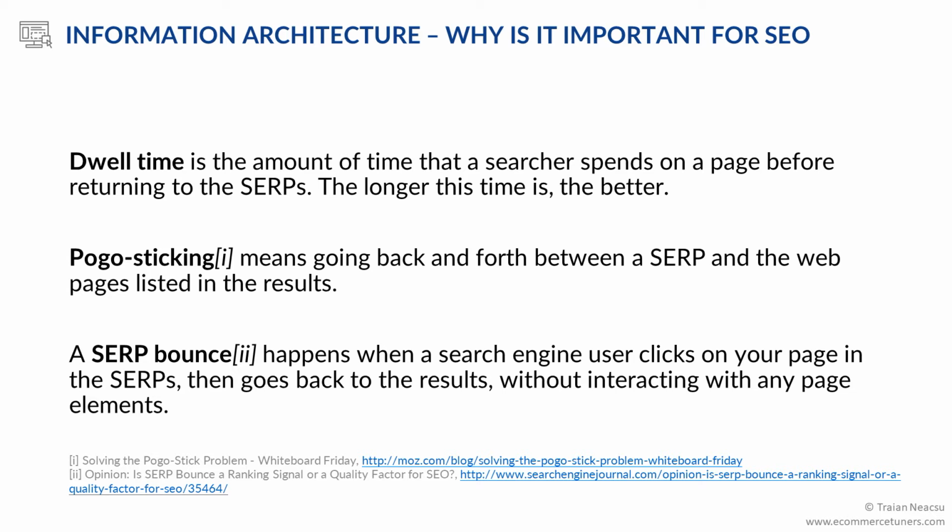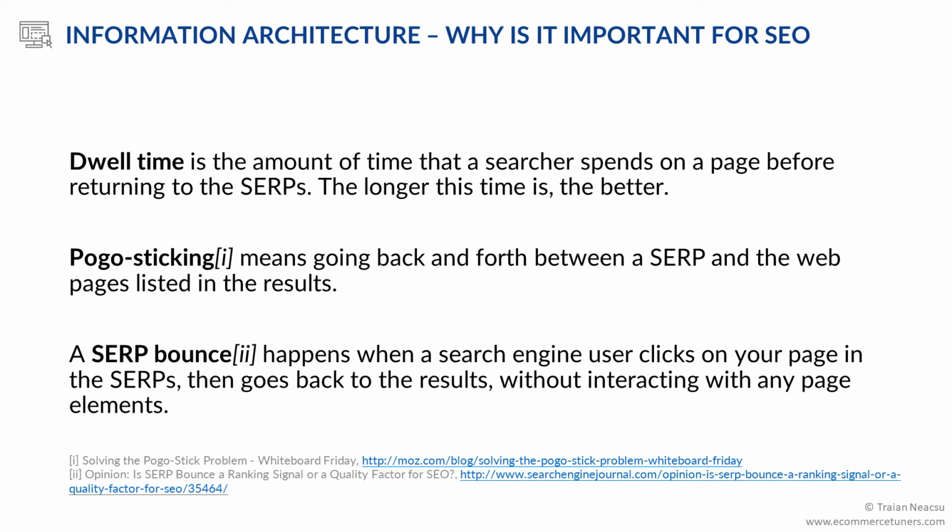Pogo sticking means going back and forth between a SERP and the web pages listed in the results. For example, you search for something, click on the first result, you are not happy with the result, and then you go back to the SERP. Then you click on the second result, you are still not happy, and you go back to the SERP again, and so on and so forth, until you find what you are looking for, or until you refine your search query.